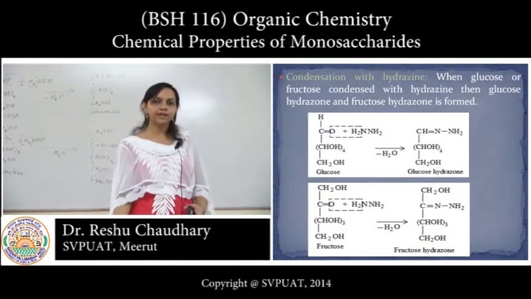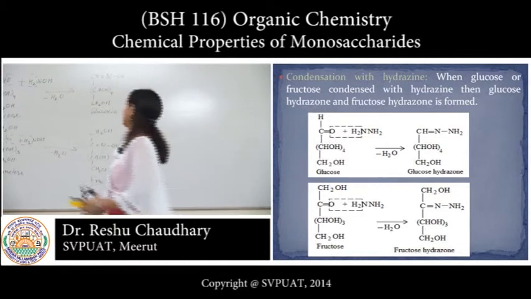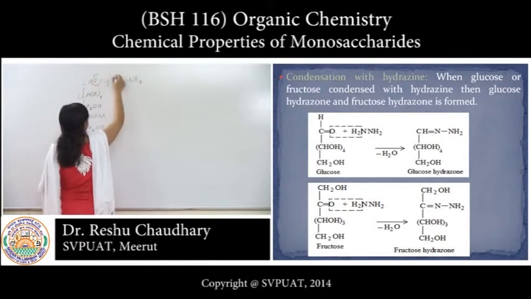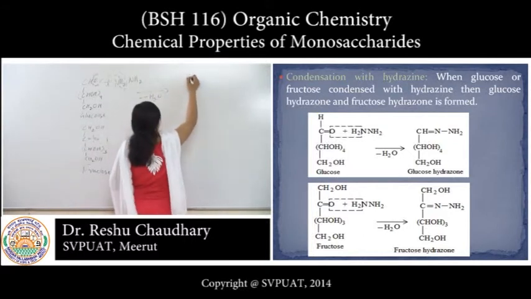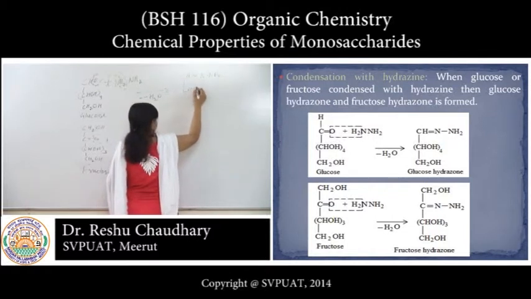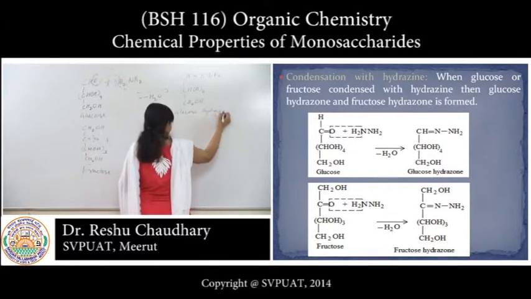Now condensation with hydrazine. When glucose or fructose condenses with hydrazine, the formula will be NH2NH2, and then glucose hydrazone or fructose hydrazone are formed. This hydrogen and this oxygen will form a water molecule and come out, then CH double bond N, NH2, and the remaining will be the same structure, and the name of this structure is glucose hydrazone.